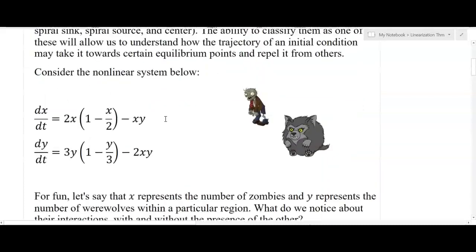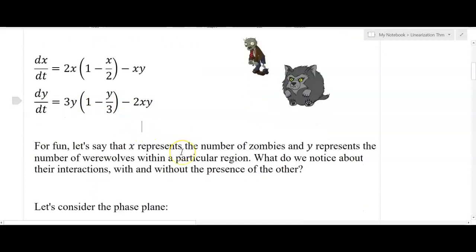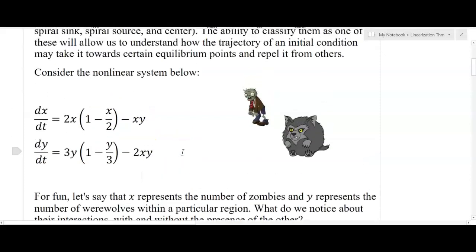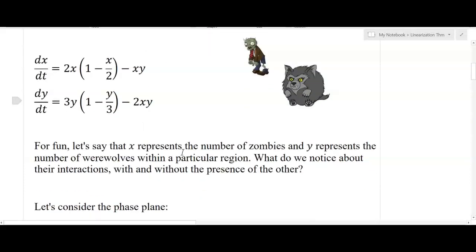So before we get into this theorem, let's go ahead and consider a nonlinear system. This is a variation of the Lotka-Volterra model for competing species. And for fun, let's just say that x represents the number of zombies and y represents the number of werewolves within a particular region. The question we should ask ourselves first of all is, what do we notice about their interaction with and without the presence of the other?